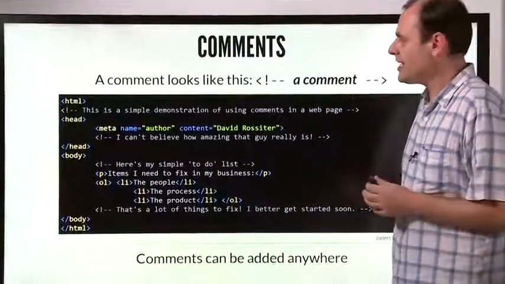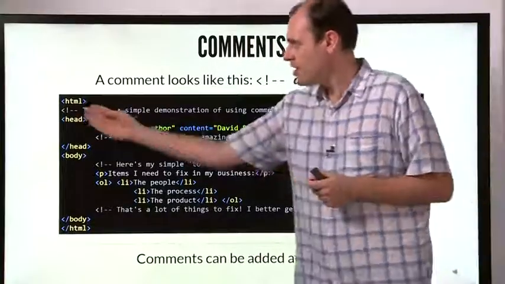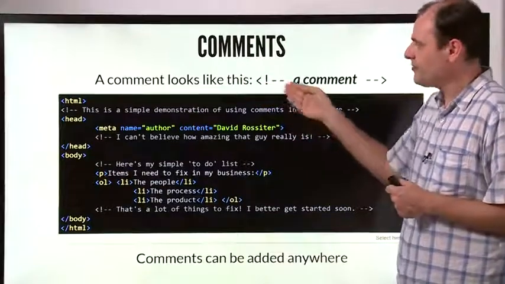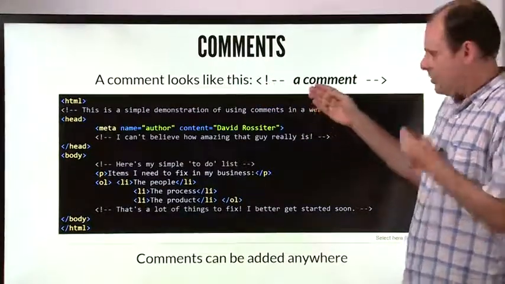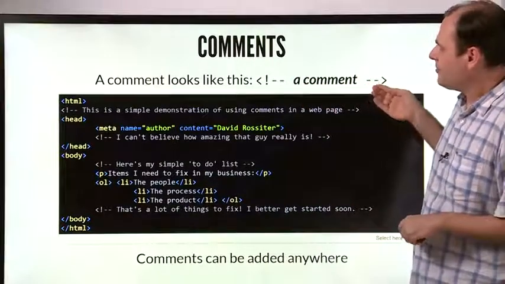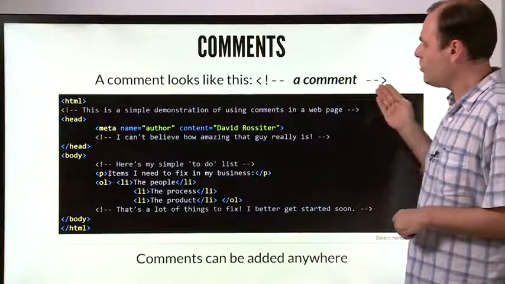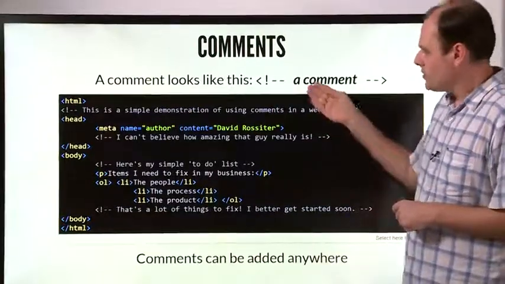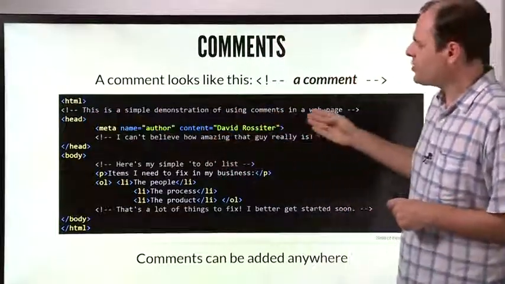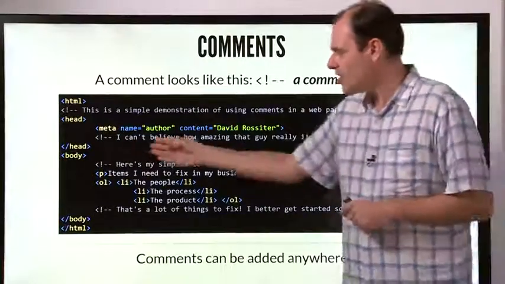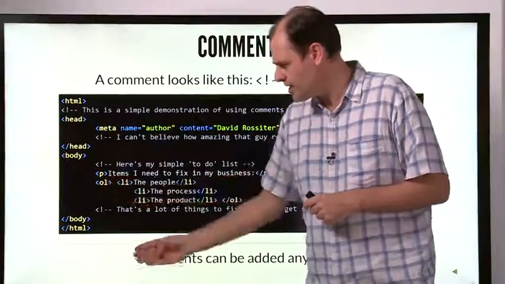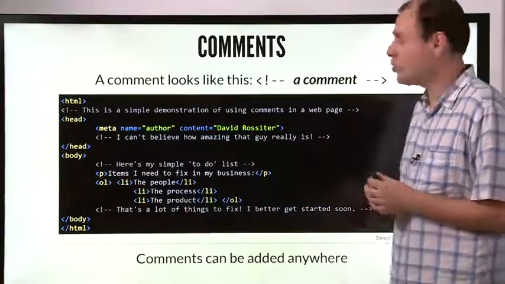So the last thing we're going to look at is comments. So comments are a little bit hard to type. Less than sign, exclamation mark, hyphen, hyphen. It's pretty horrible. And then we have a comment, and then hyphen, hyphen, greater than. So it's pretty horrible to type this stuff, but when you do it, you can put anything you like in the middle. So here, for example, this is a simple demonstration of using comments, and here's my simple list. And so we have 1, 2, 3, we have 4 comments in one single web page.